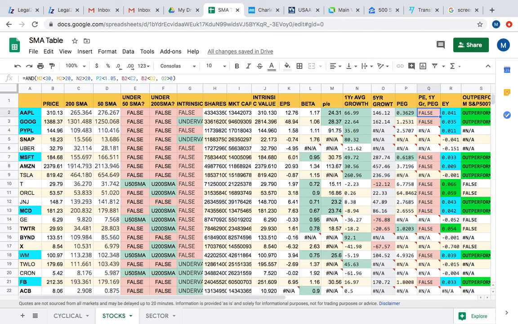But what you have to know about this column is that it lights up very briefly, maybe once in a long time, very infrequently, because this requires the stock to be under the 50-day moving average and under the 200-day moving average. It has to have a 1-year and 5-year growth, as well as a price to earnings to growth ratio that is also highlighted green by my table.